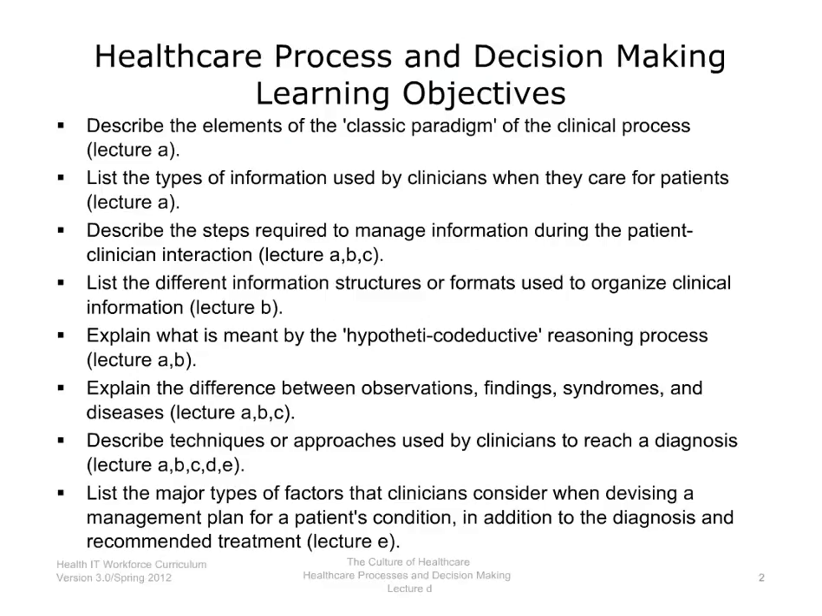The objectives for healthcare processes and decision-making are: describe the elements of the classic paradigm of the clinical process. List the types of information used by clinicians when they care for patients. Describe the steps required to manage information during the patient-clinician interaction. List the different information structures or formats used to organize clinical information. Explain what is meant by the hypothetico-deductive reasoning process.